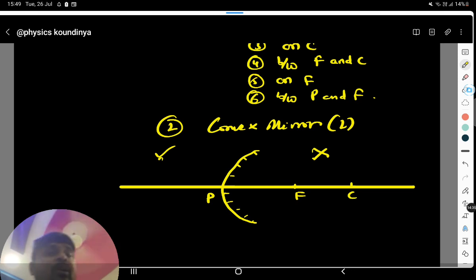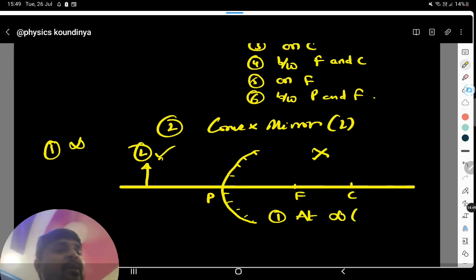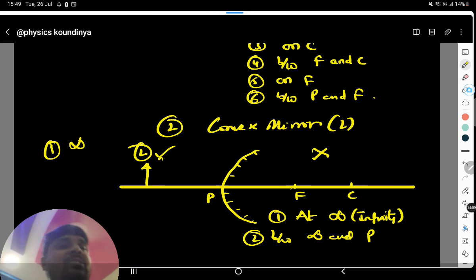Here the only 2 conditions we have are, the first one is we can place it at infinity. The second one is we can place it between infinity and P, anywhere. The matter is the same, because F is not on this side, C is not on this side. That's why we can place the object anywhere.